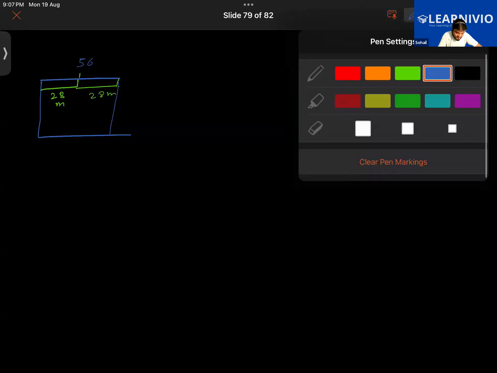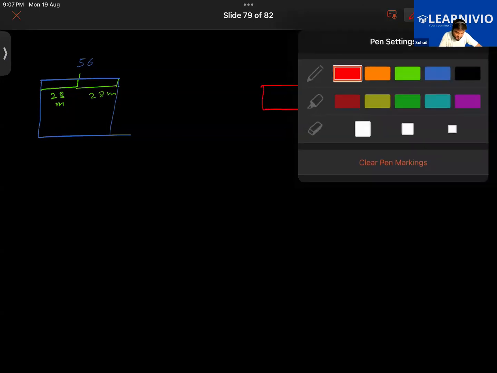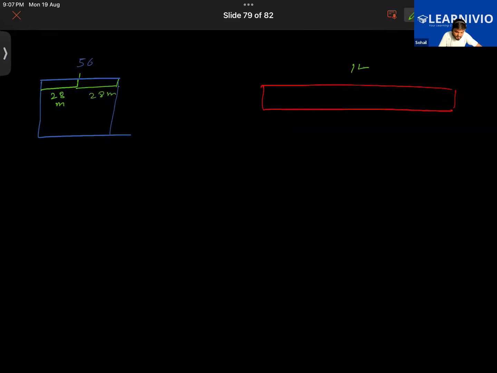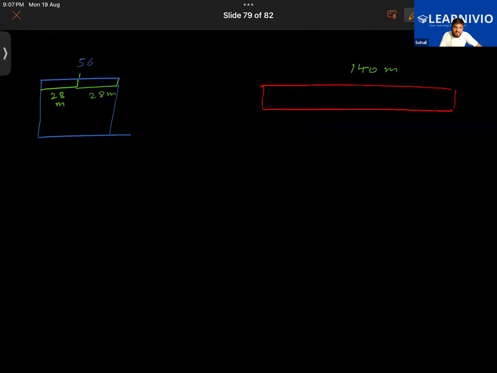Now, when you have another length, what is the another length? 140 meter. Okay. By using that tape 5 times. Once you'll be placing over here, 28 meters measured. Again, 28. Again, 28. Then again, 28. Then again, 28. 5 28s are there. 1, 2, 3, 4, 5.